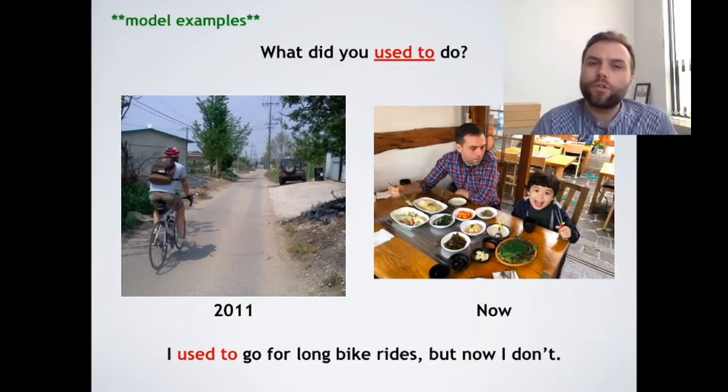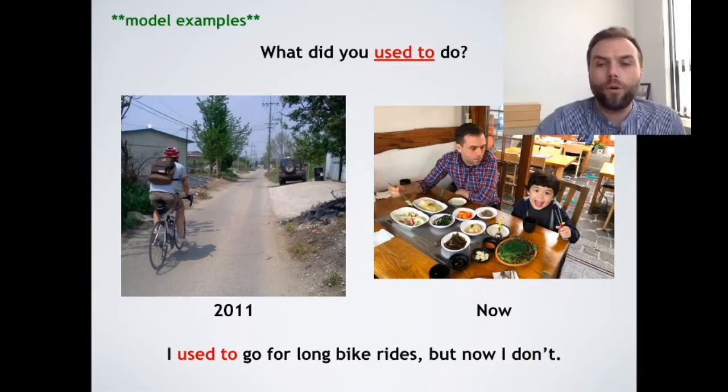Okay, so let's read the sentence together. I used to go for long bike rides, but now I don't. So this is something I did in the past, but now I don't. Can you guess why I don't now? Yep, it's because I have children. So I don't have any time for going on nice, long daytime bike rides. So I used to go for long bike rides in 2011 and before, but now I don't.